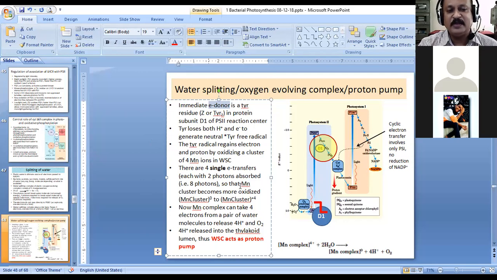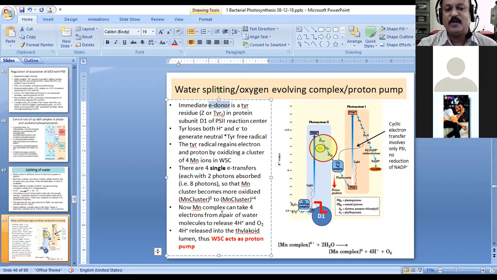And therefore the manganese cluster becomes more oxidized step by step. So when there is 1 electron transfer, it gets oxidized. When there is another electron transfer, it gets more oxidized. When there is a third electron transfer, it still gets more oxidized, and then ultimately the 4th electron also will be lost, and therefore the manganese cluster with the valency 0 will now actually become manganese cluster plus 4. That is, 4 electrons are lost one by one.